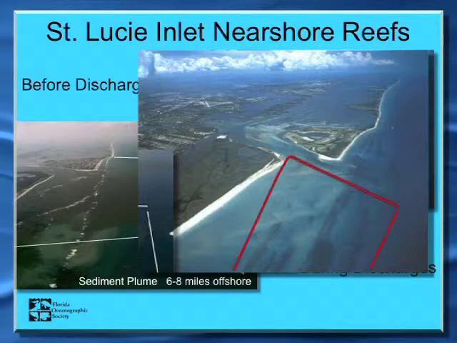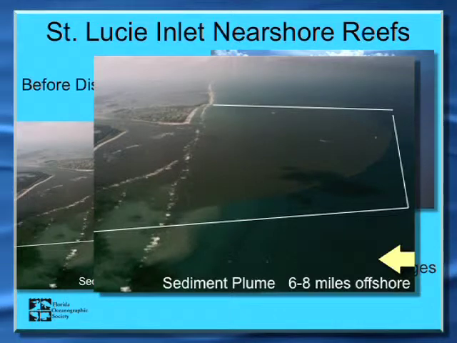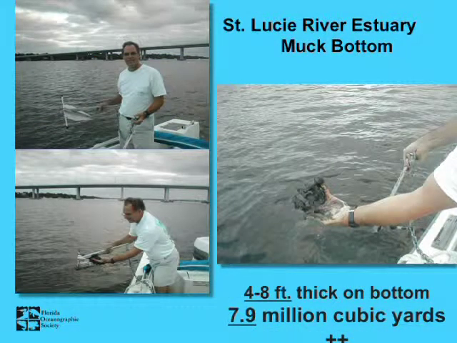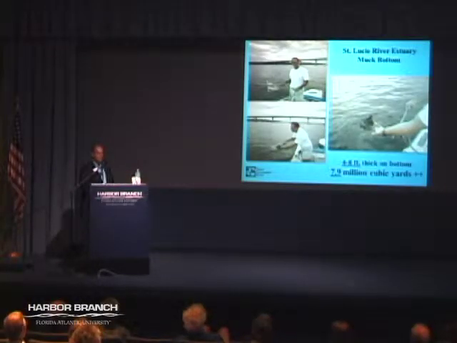Lucie Inlet State Preserve Reef to the south of the inlet, and how the plume goes out offshore about 6 or 8 miles offshore. It also deposits a lot of this silt and sediment in the estuary, in that wide middle section, particularly if you threw your anchor over like I did here. You come up with handfuls of black, oozy muck material, almost the consistency of black mayonnaise. And it's very anaerobic, without oxygen.